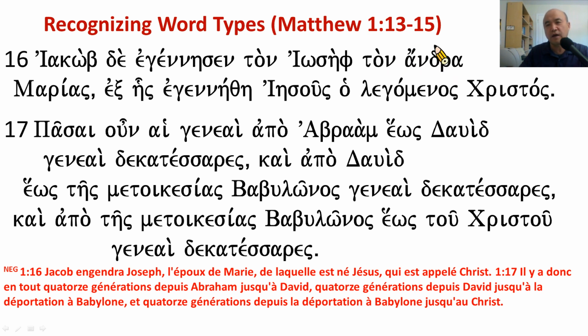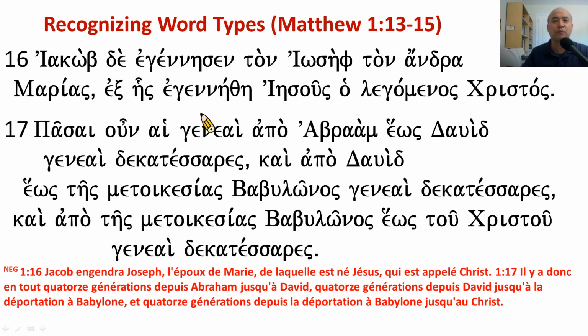Ton andra. Andra changes in different forms. You don't have to study all the different forms right now, okay? Jacob de egennesen ton Yosef ton andra Marias. But you have to decide the function or the declension of this word according to this article ton. It should be masculine, singular, and also case 4. Ton andra Marias. Ex hes egennethe Iesous ho legomenos Christos.